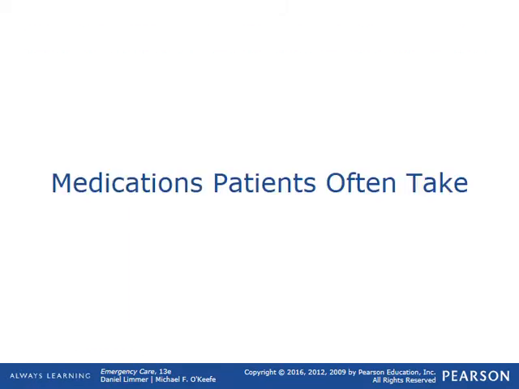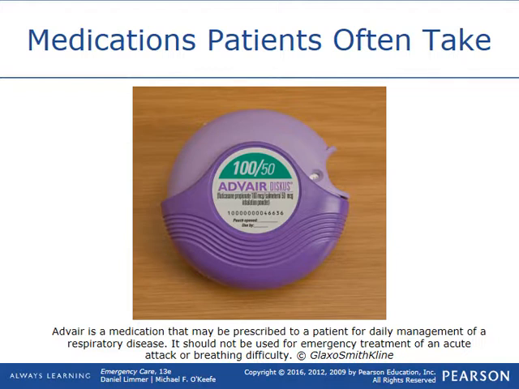Medications that patients will often take. Advair is a medication that may be prescribed to a patient for daily management of a respiratory disease. It should not be used for emergency treatment of an acute attack or breathing difficulty.